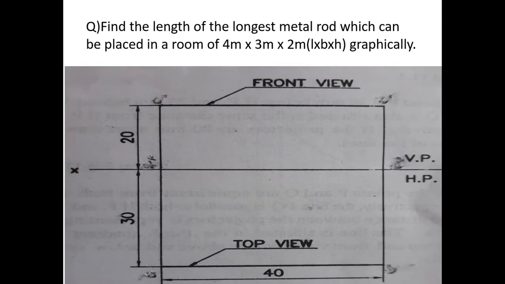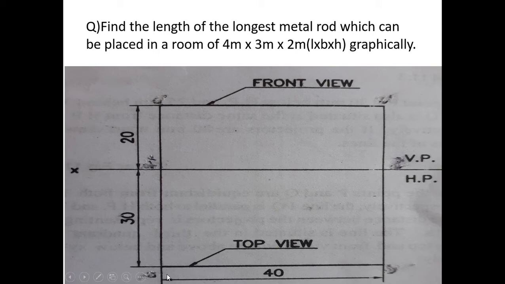First question: find the length of the longest metal rod which can be placed in a room of 4 meter by 3 meter by 2 meter, that is L by B by H, graphically. So we have to find the length of the longest rod which can be placed in a room of given dimension. Now, the longest rod which can be placed will be the length of the diagonal, that is the solid diagonal of the room. So first of all, you have to draw the front view and top view of the room.